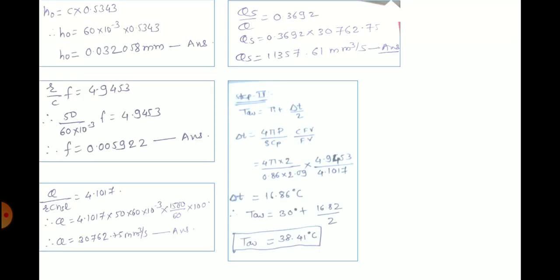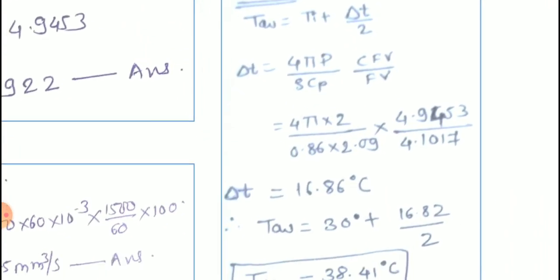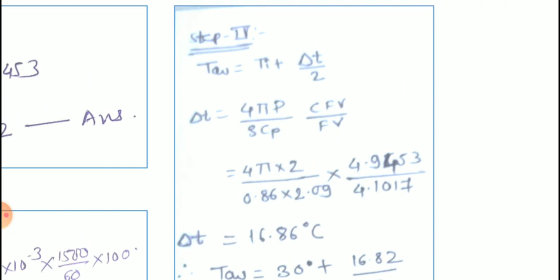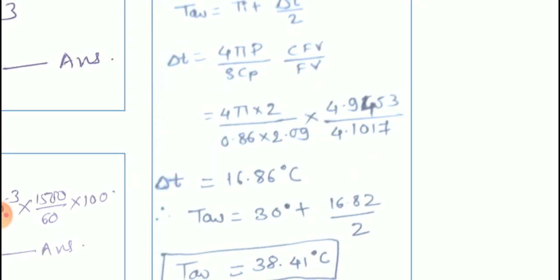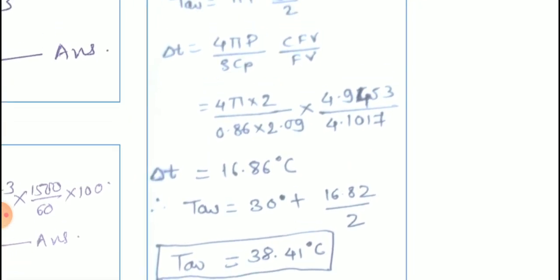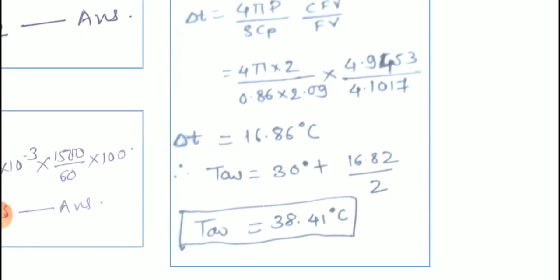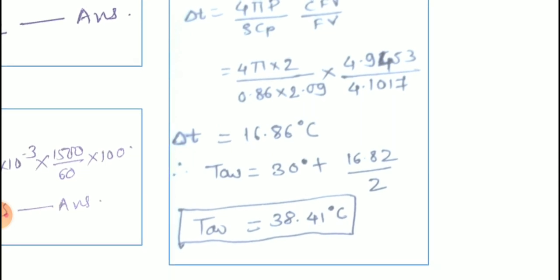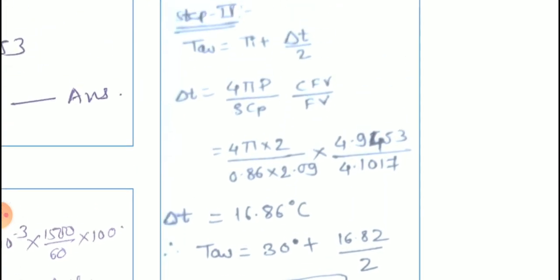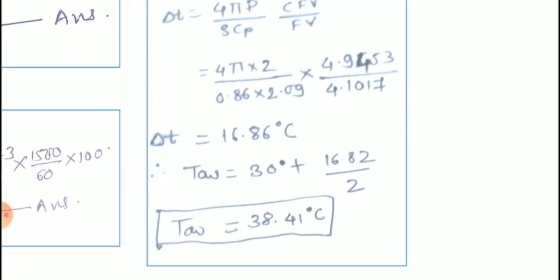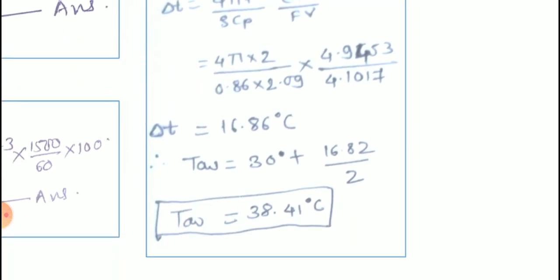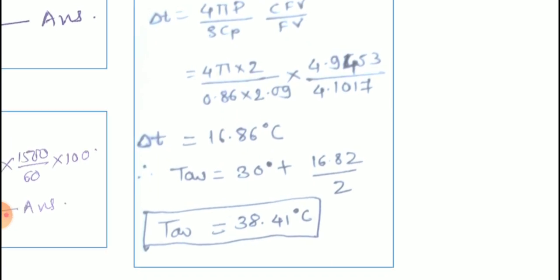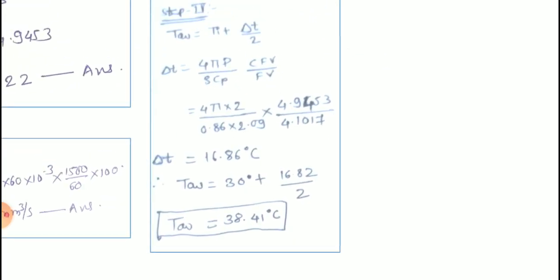Okay, so we'll move towards the numerical for delta T now. So delta T is equal to 4 pi p upon rho Cp, CFV upon FV. So we have the value of rho, initially defined as 0.86, and Cp is equal to 2.09. Putting all these values, I am getting delta T is equal to 16.86. What will be my T average? T average is equal to Ti, that is 30 degree initial, plus 16.82 by 2. So if I do the simplification, I am getting T average is equal to 38.41 degree centigrade.